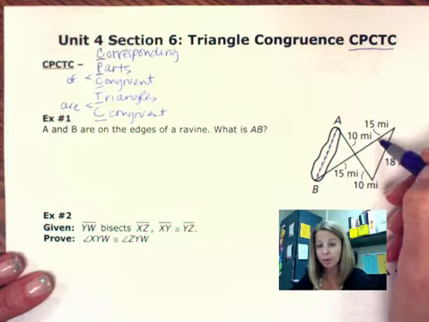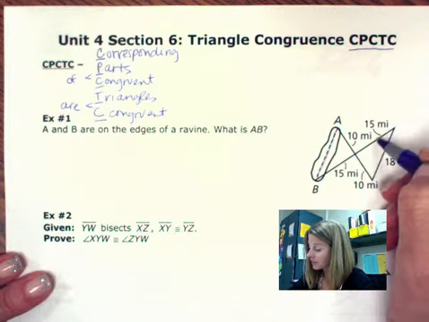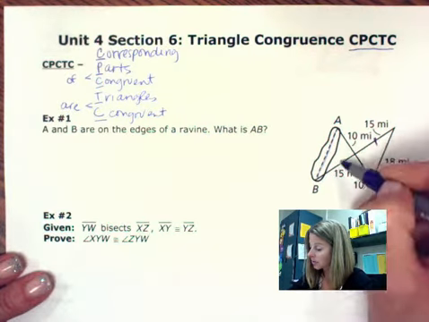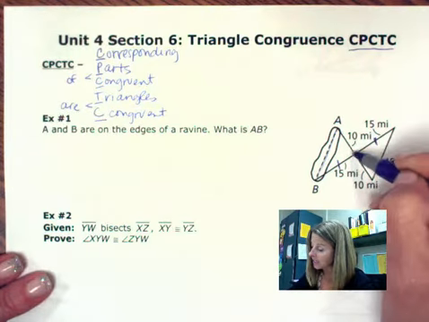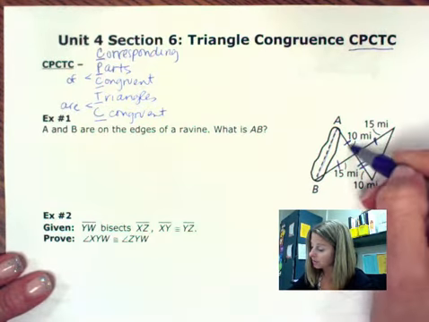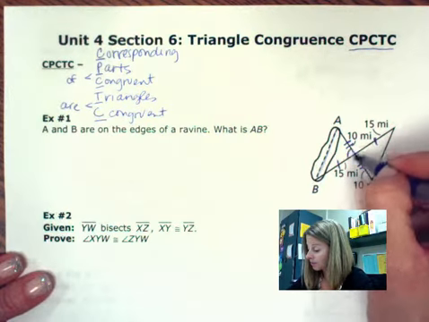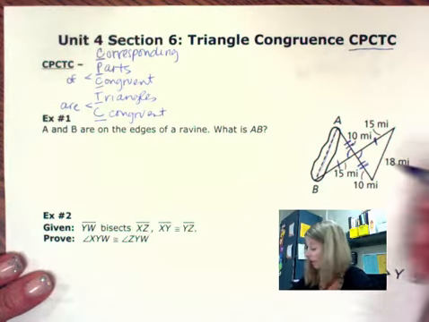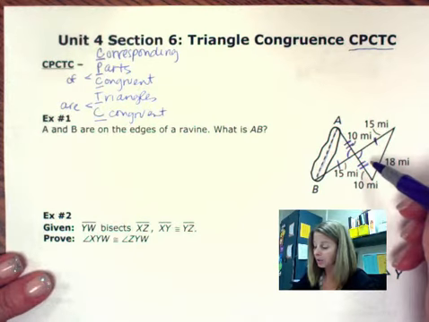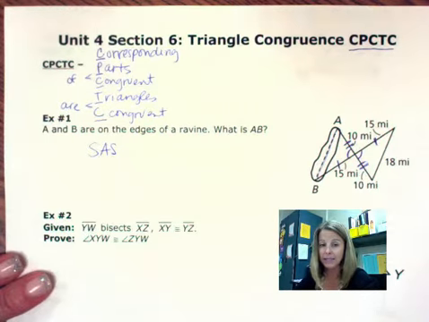So let's mark what we know to be congruent on the picture. I see a 15 here and a 15 here, so I can mark these two sides congruent. I see a 10 and a 10, so I can mark those two sides congruent. So I should put double marks. And then I have vertical angles right here. Everything I have marked on here allows me to say the two triangles are congruent by SAS.